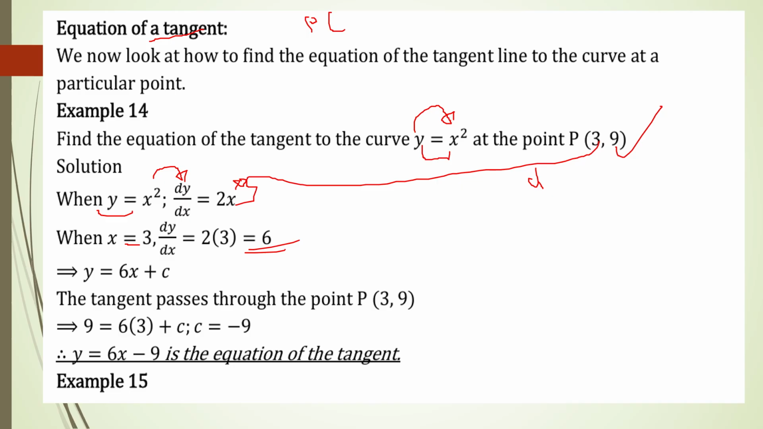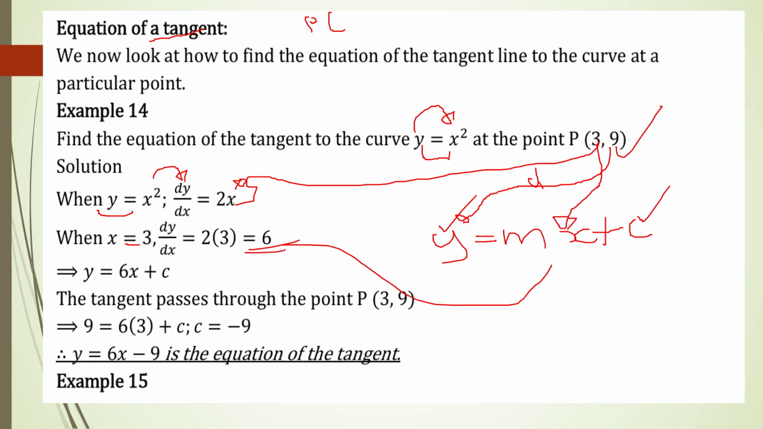Now after getting that, we find the equation of the tangent using the general equation y = mx + c. We first start by substituting for the value of y, which in this case is 9. We also substitute for the value of x, which in this case is 3, so that we can get the value of c, and we have our gradient as positive 6. After making all the substitutions, we make c the subject using our calculator, and you end up with negative 9.